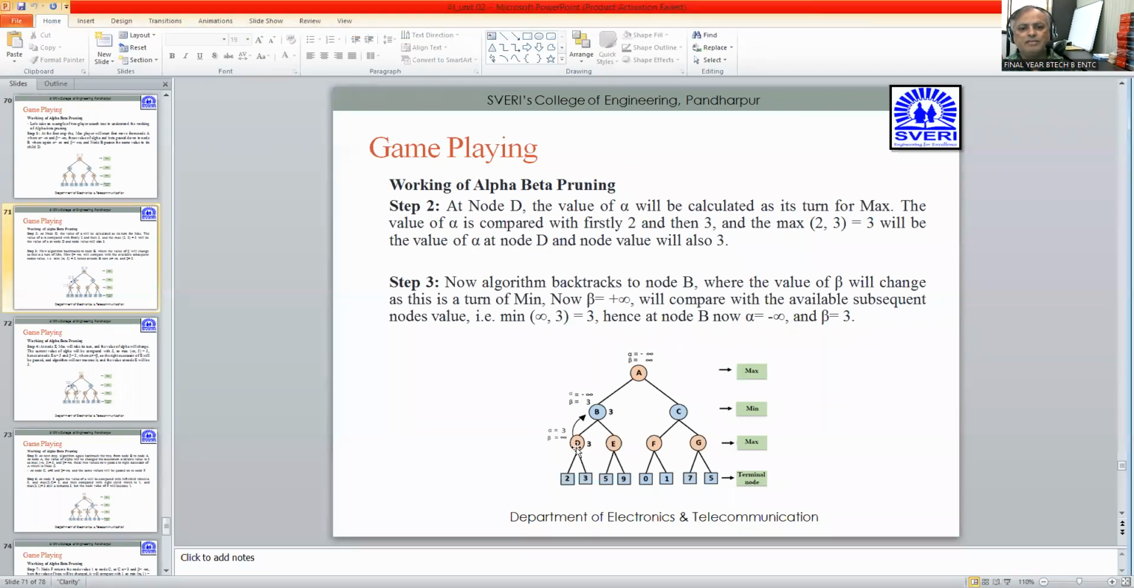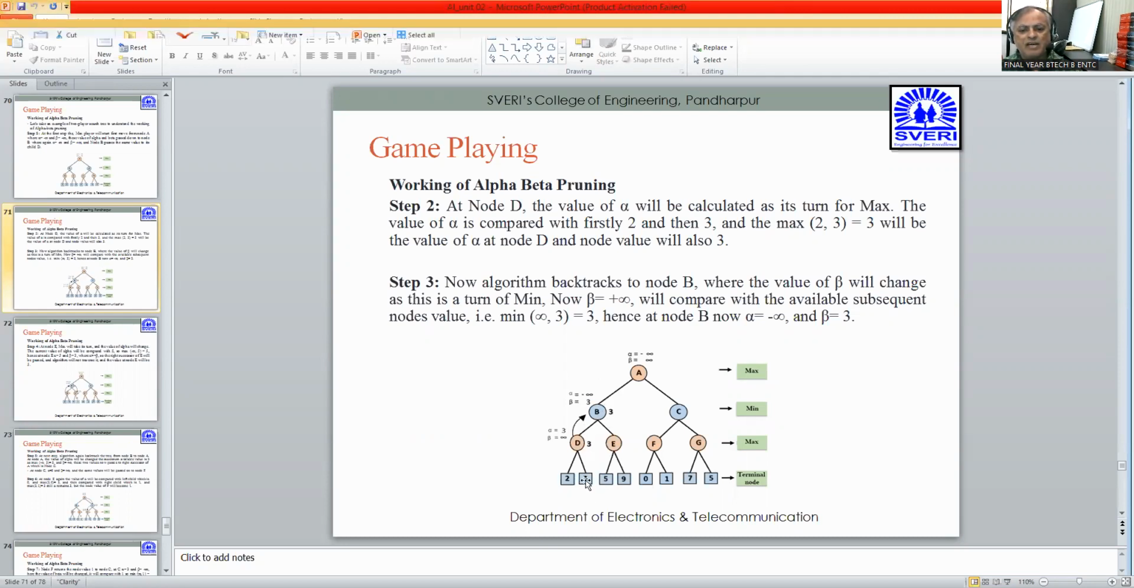So यहां पर 3 आ गया. Now step number 3, B पे 3 आ गया. Now B is beta with plus infinity. Will compare the available subsequent node, that is plus infinity, with the 3. So it will be 3. And hence node B is now minus infinity and beta 3. Is it okay now? Are you understanding? Okay. So hence B is now alpha equal to minus infinity and beta equal to 3.